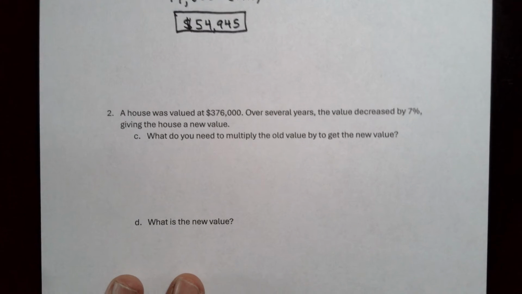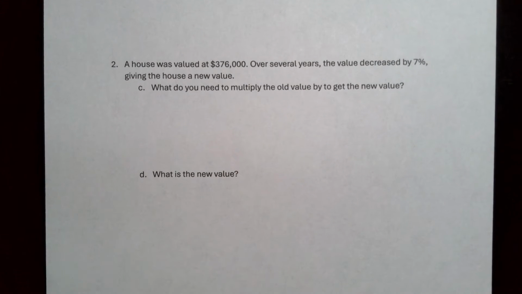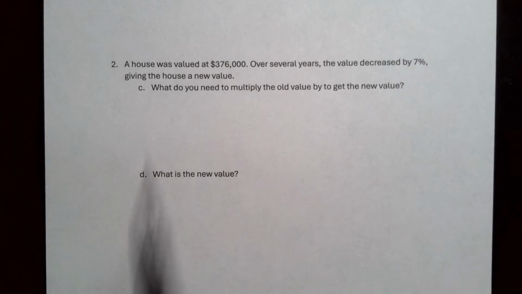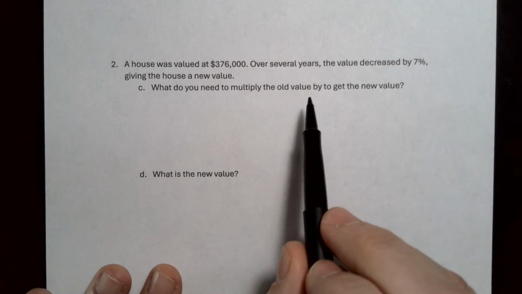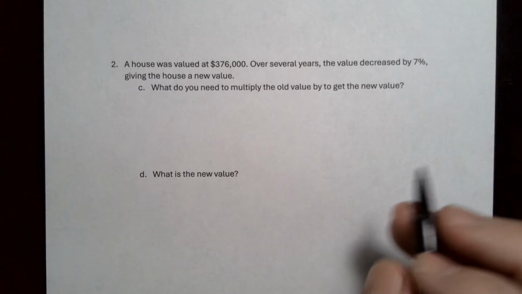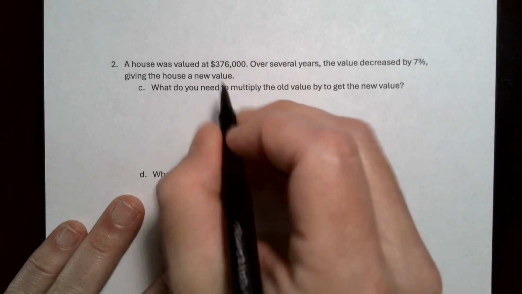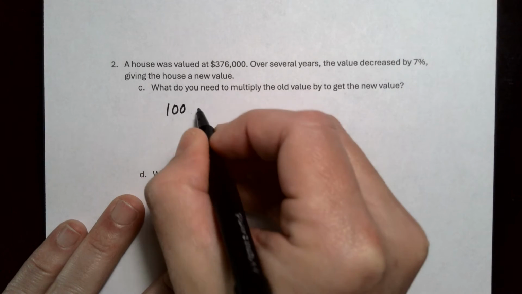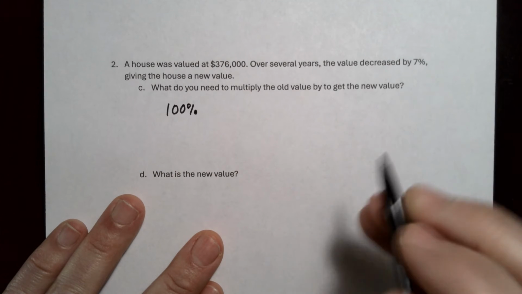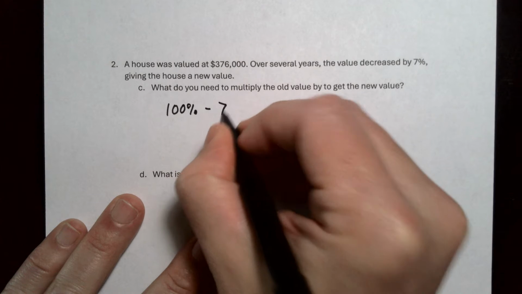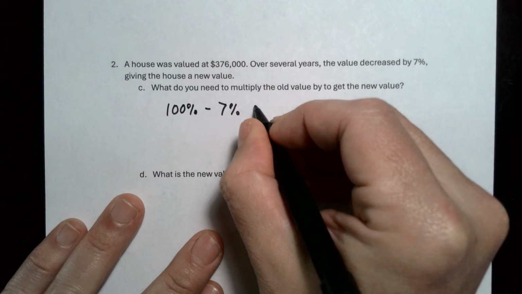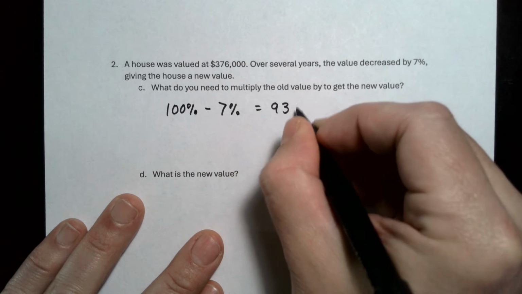So a house was valued at $376,000. Over several years, the value decreased by 7%, giving the house a new value. What do you need to multiply the old value by to get the new value? Okay, so what we're going to do on this one is say the original value was 100%, just like we did the last one. But this time the price went down instead of up. It decreased by 7%. So I'm going to subtract 7% from that. Okay, so 100% minus 7% is 93%.